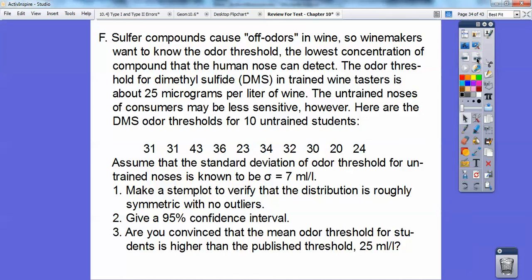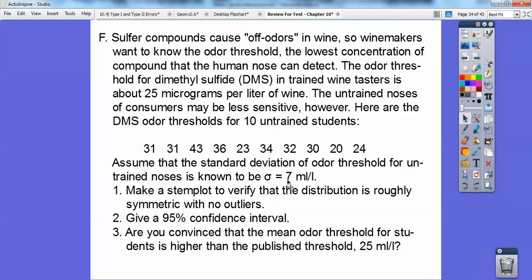Here are the DMS odor thresholds for 10 untrained students. So this, remember, this is in college, you guys. So this is a college AP book. So if you're my high school student, you're wondering, well, students drinking wine or smelling wine? No, this is college. So okay, let's just get over that part.